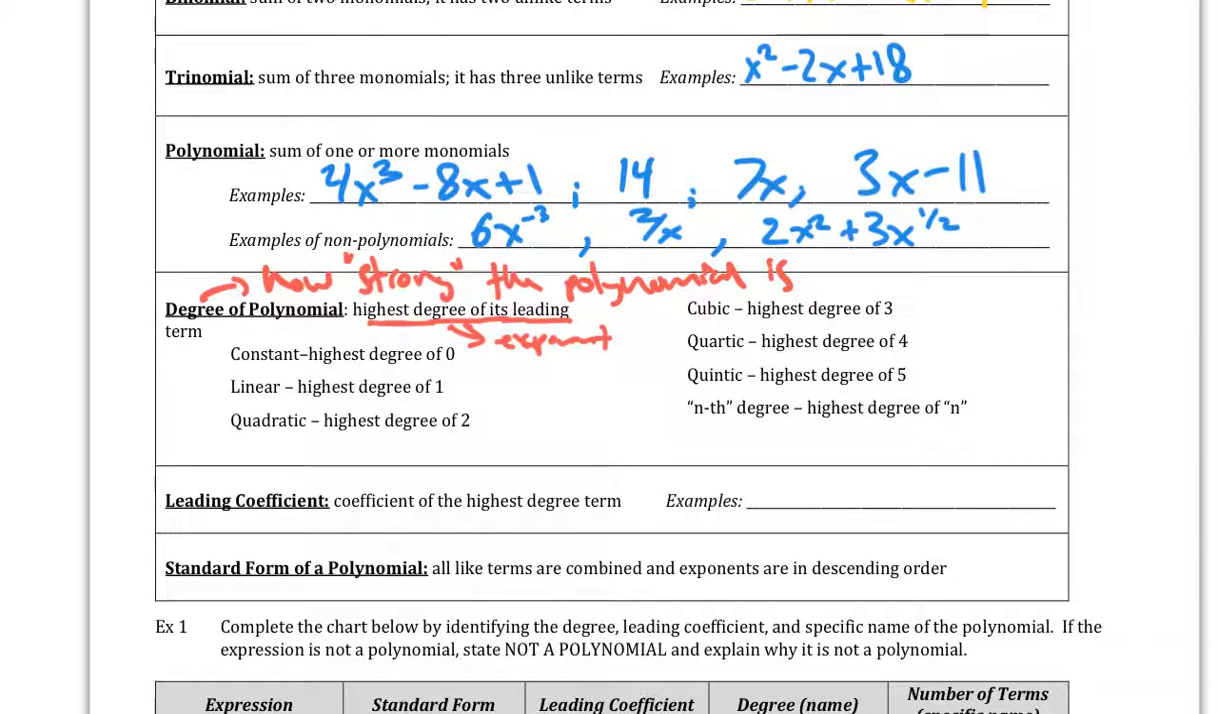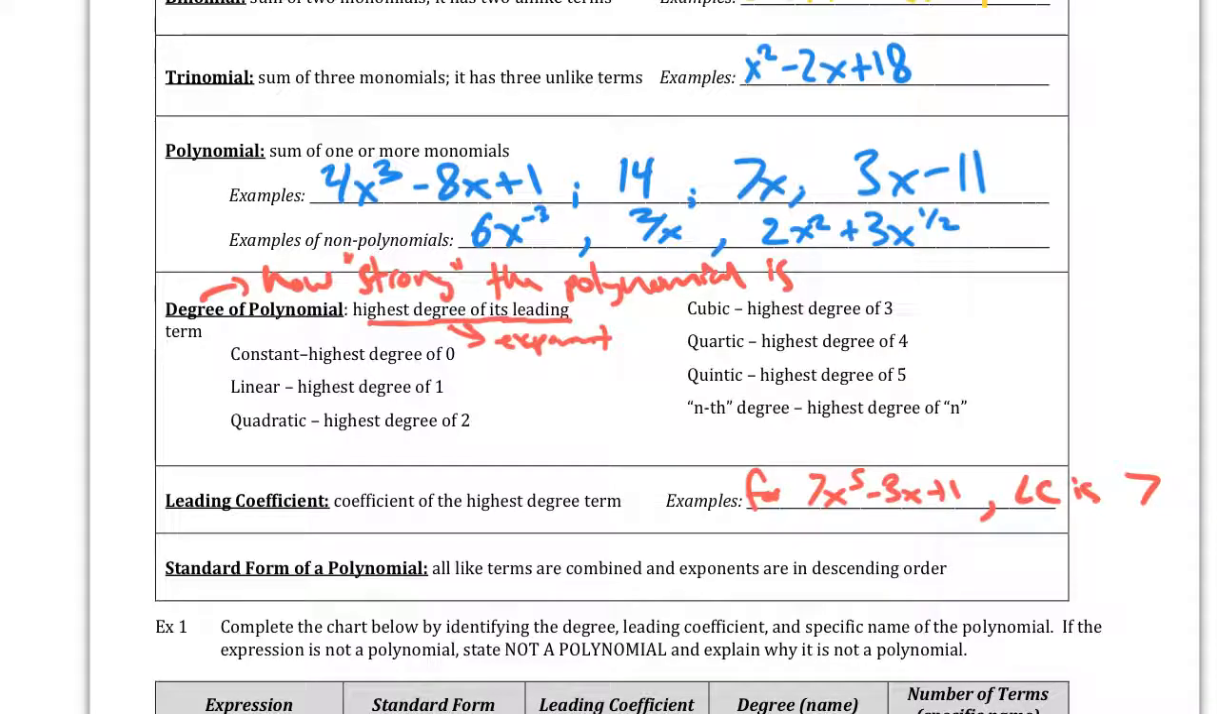All right, leading coefficient is the coefficient of the highest degree term, so just the number in front. Okay, so for 7x to the 5th minus 3x plus 1, we'd say the leading coefficient is 7. All right, and then finally, the last vocab word we need to know is standard form. Standard form means everything is combined, so all the like terms are combined, and then the exponents are in descending order.